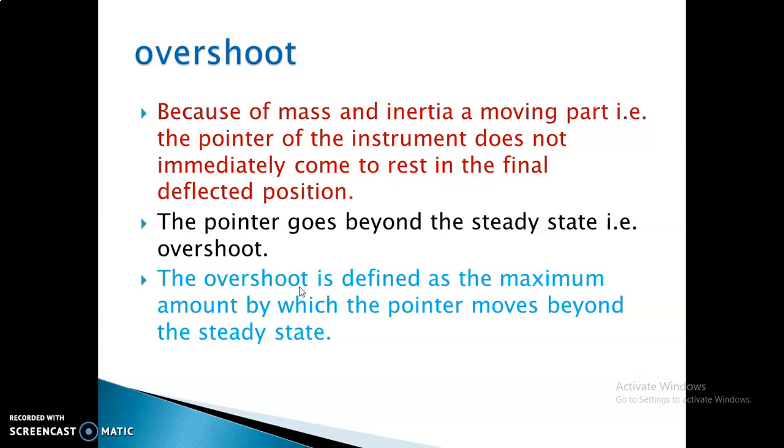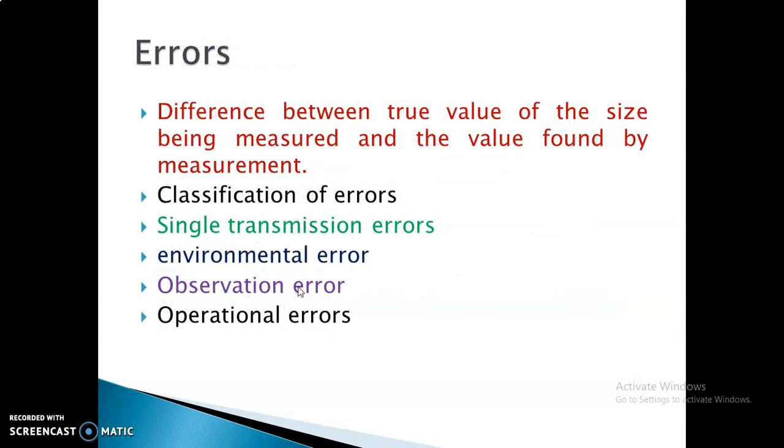Overshoot is defined as the maximum amount by which the pointer moves beyond the steady state. That is nothing but overshoot means it is not settling properly. The oscillation is going to happen. Then that is called overshoot. This is another dynamic characteristic.